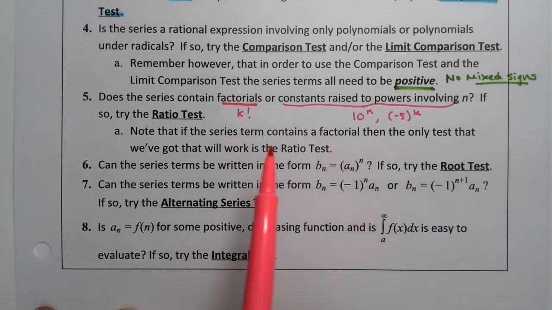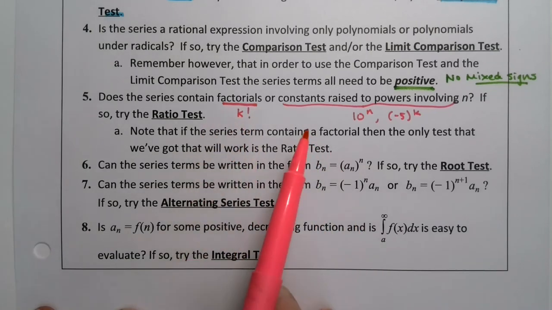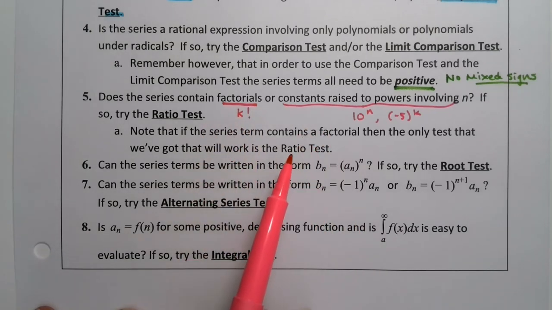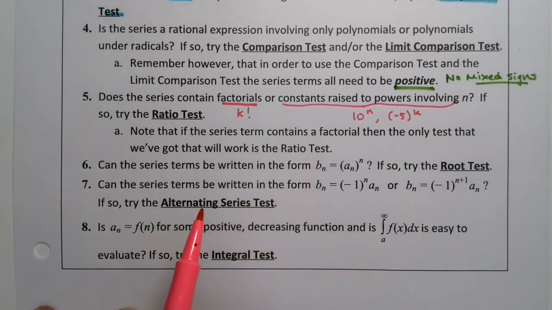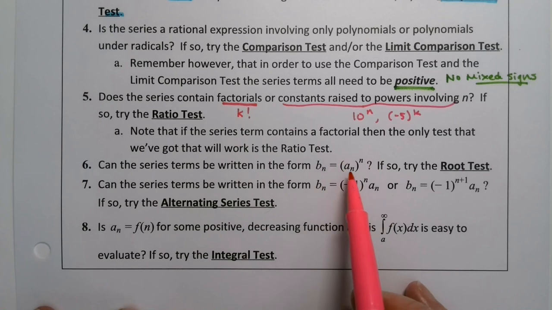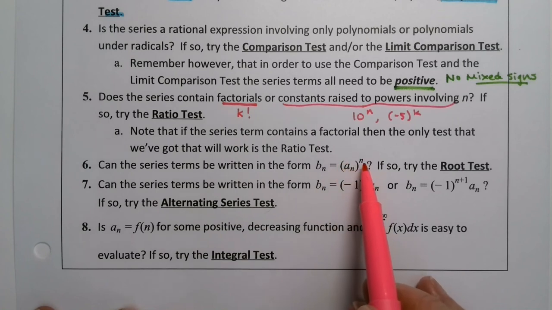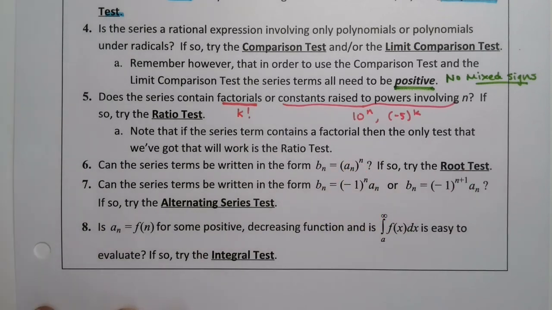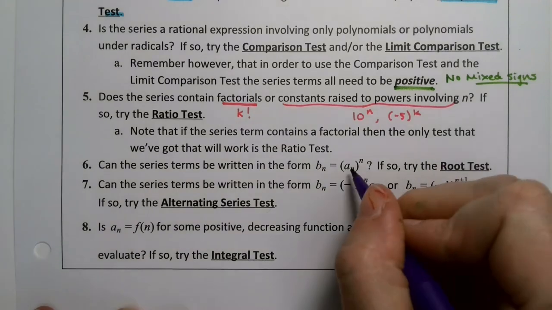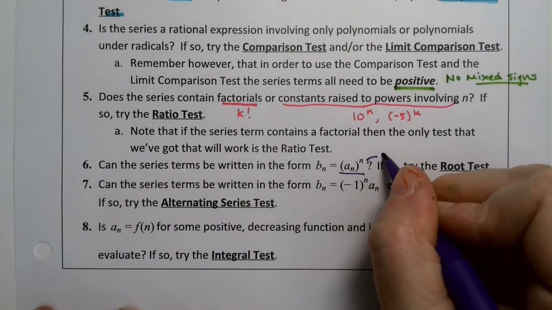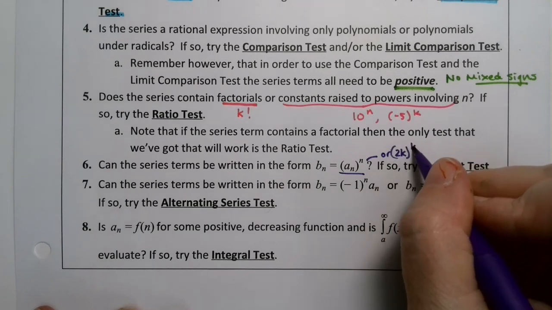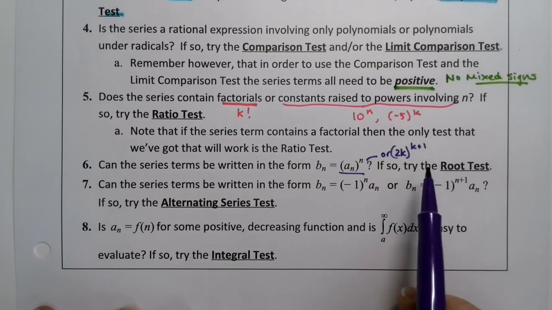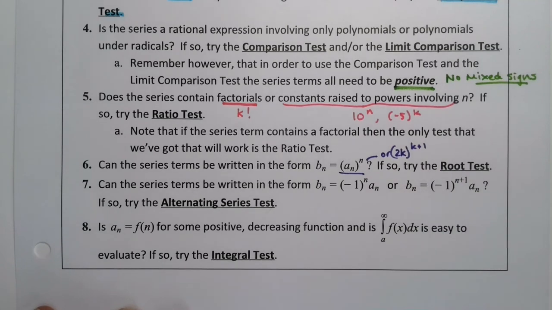Right. So, like I said, 99% of the time, factorials mean ratio tests. Matter of fact, always. So for our purposes, we will use the ratio test. If it's something to the n power, or if it's n to the n power, something like 2k to the k+1 power, then you would use the root test.